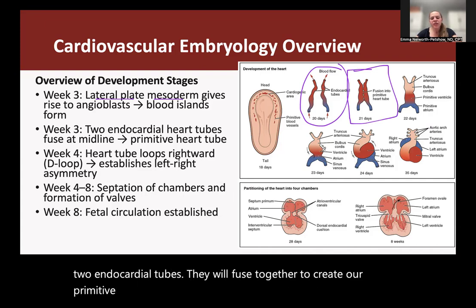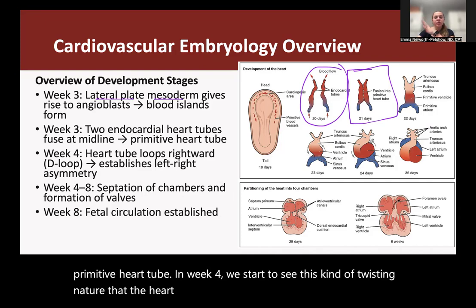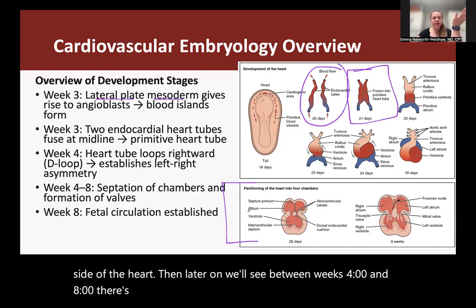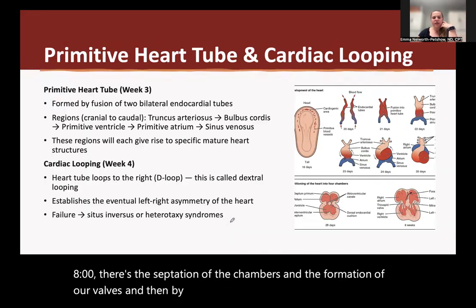In week 4, we start to see this twisting nature, where the heart tube loops and establishes the left to right side of the heart. Then between weeks 4 and 8, there's the septation of the chambers and the formation of our valves. And by week 8, our fetal circulation is pretty much established.